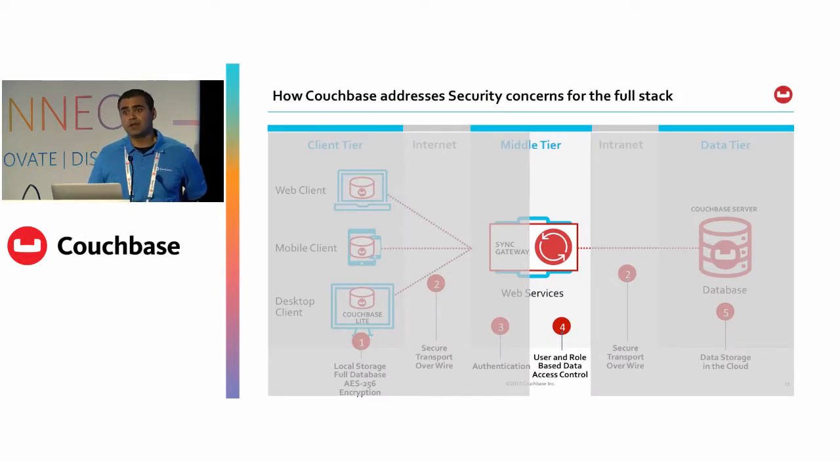So that's the pluggable authentication that exists within Sync Gateway. I'm sure it's a lot of information to consume, and we'll be putting up these slides on the web so that you have access to these flows as well. I'm going to talk a little bit about how user and role-based access control works with Couchbase Mobile.